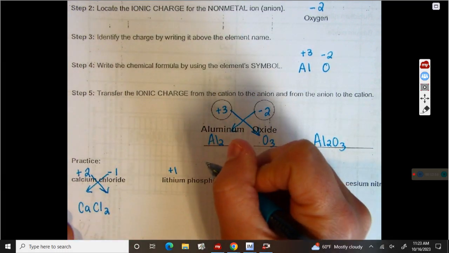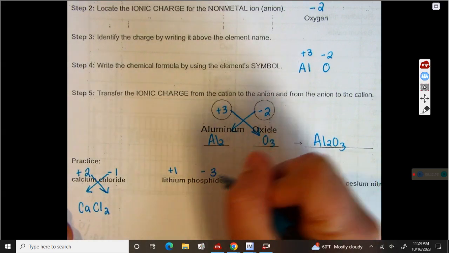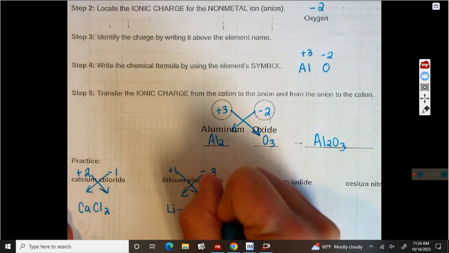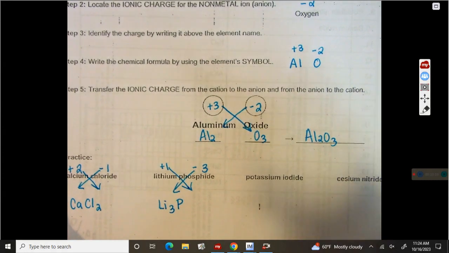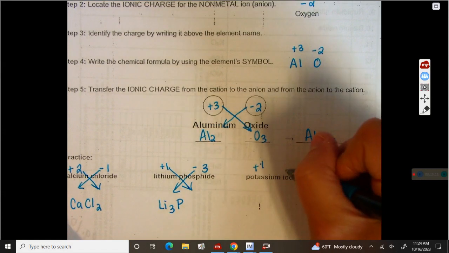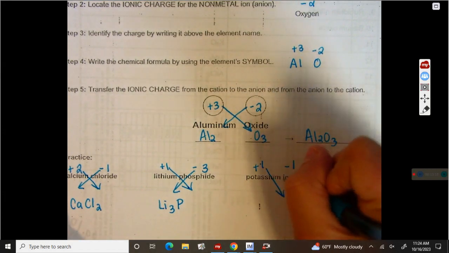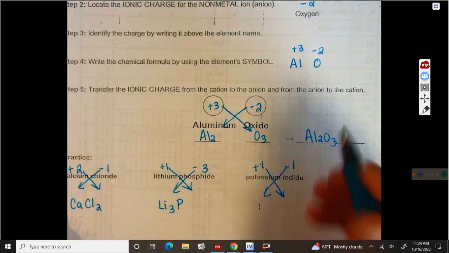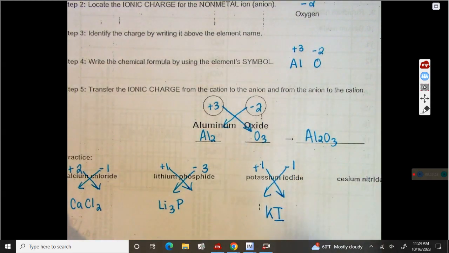Lithium is +1. Phosphorus is -3. So when we drop and swap them, lithium gets the 3, phosphorus gets the 1. And we don't have to write the 1. 1 is assumed. Potassium is +1. Iodine is -1. So when we drop and swap, we notice they both have the same. So if you see ones or they're both the same, you don't have to write them. So we just write K-I. Be sure they're both capitalized so we know they are different elements.